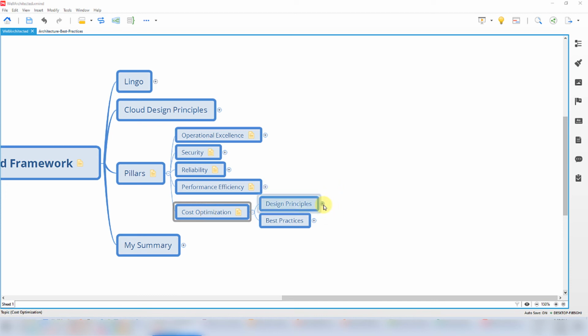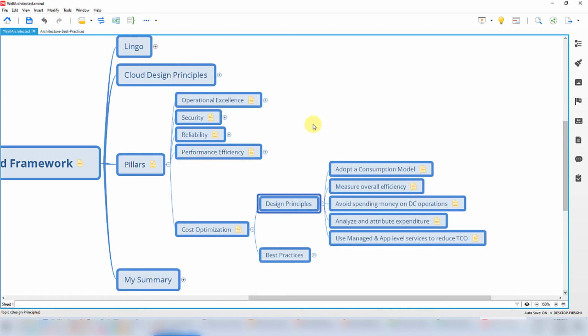Now let's look at design principles related to cost optimization. Adopt a consumption model. What this means is you pay only for resources that are in use and scale up and down automatically based on need and not statically based on forecasting. Measure the overall efficiency of your application. Measure the costs and use it as a baseline to optimize continuously. Avoid spending money on DC operations.